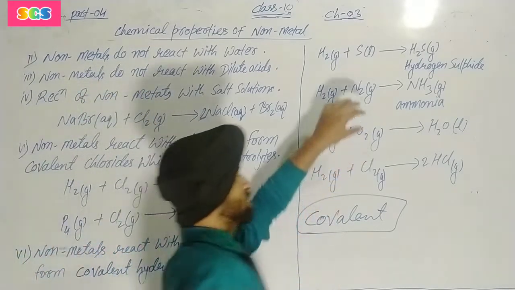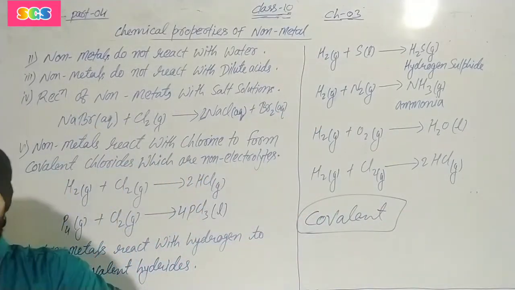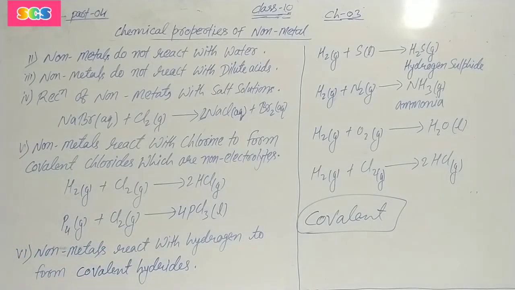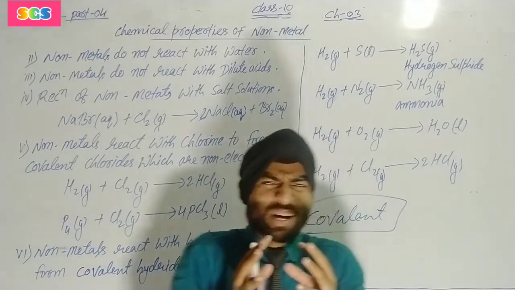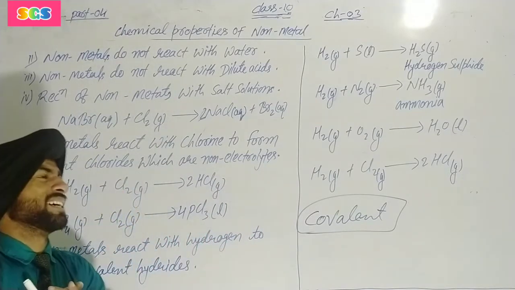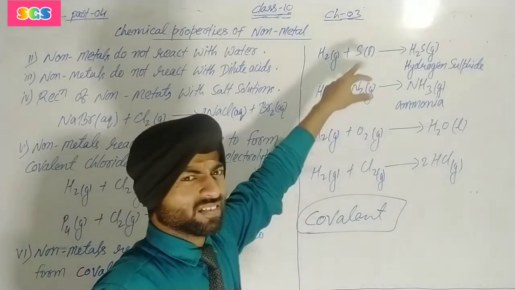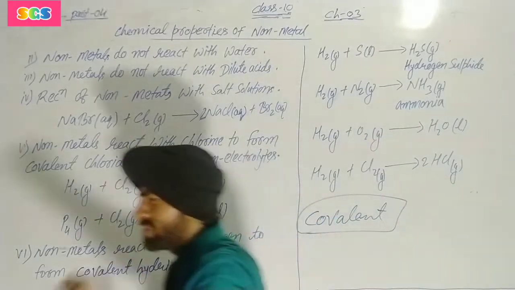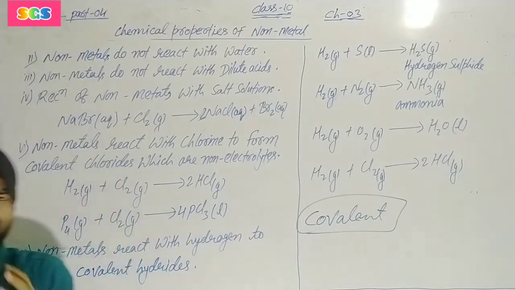If you react hydrogen with sulfur, and watch the reaction carefully, you will get a pungent smell like a rotten egg, and that smell is due to the formation of hydrogen sulfide, which is formed as a result of the reaction between hydrogen and sulfur. Have you ever smelled a rotten egg? It's very pungent. There is no difference between the smell of a rotten egg and hydrogen sulfide.